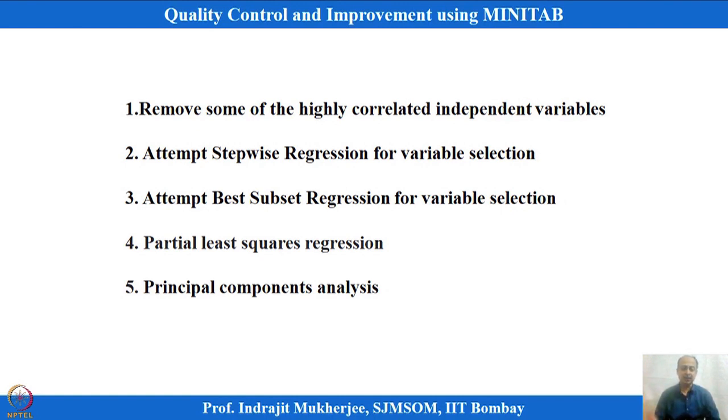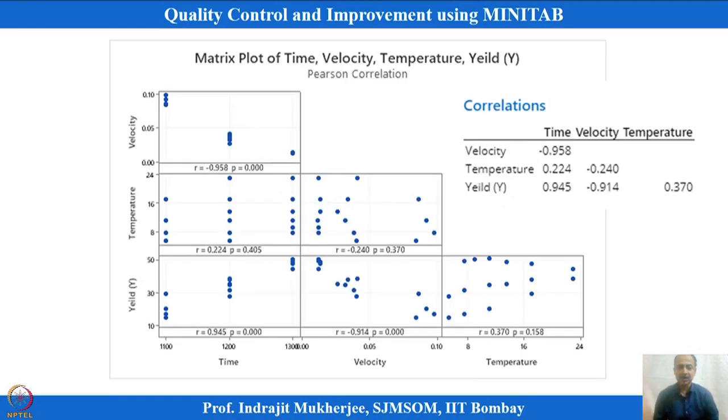Then appropriate methods like partial least squares regression and principal component regression can also be adopted. So, we will take one more example where yield is the y characteristic, and it depends on time, velocity and temperature. These are the x variables considered to be significant or potential variables, and we want to get a regression model out of this. All are continuous variables here.